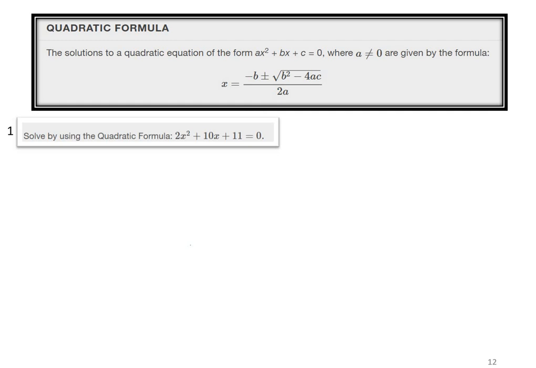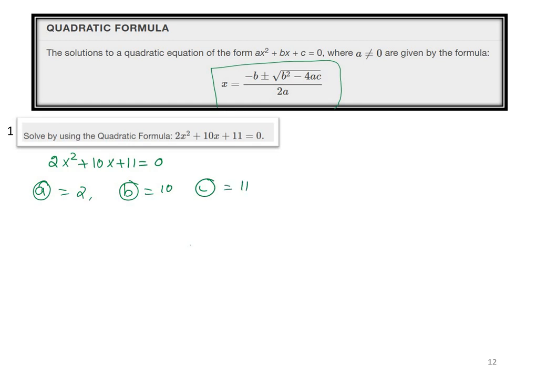So ax squared plus bx plus c is equal to 0. Then the solution is given by x is equal to negative b plus or minus square root of b squared minus 4ac divided by 2a. Okay, so let us solve another equation. Here this equation is 2x squared plus 10x plus 11 equal to 0. So let us find a, b, c. What is a? a is equal to 2, b is equal to 10, and c is equal to 11.